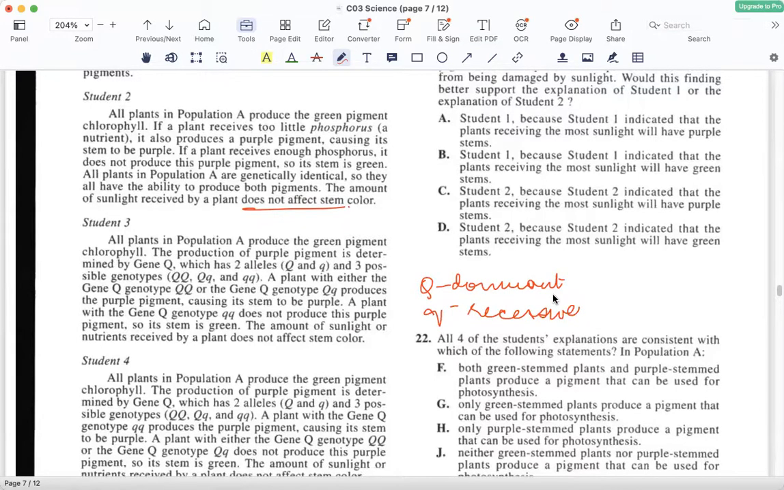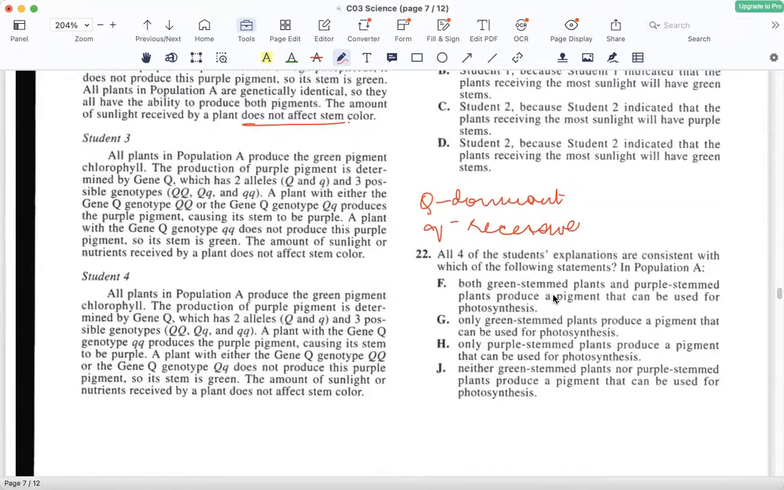The amount of sunlight or nutrients do not affect stem color. All plants in population A produce the green pigment, chlorophyll. The production of purple pigment is determined by gene Q, which has 2 alleles and 3 possible genotypes. A plant with the gene Q produces the purple pigment, causing its stem to be purple. Okay, so in this case, a plant with either genotype does not produce this purple pigment. So it's the amount of sunlight. Okay, this is a little strange because it doesn't really tell us which is dominant and which is recessive.